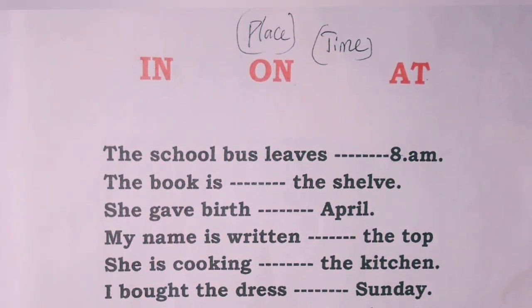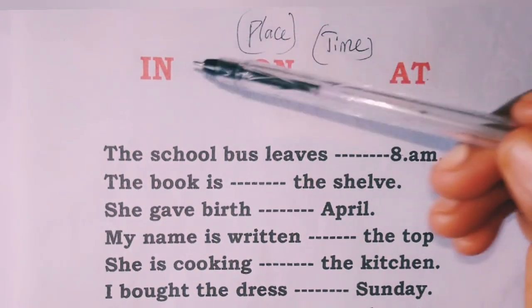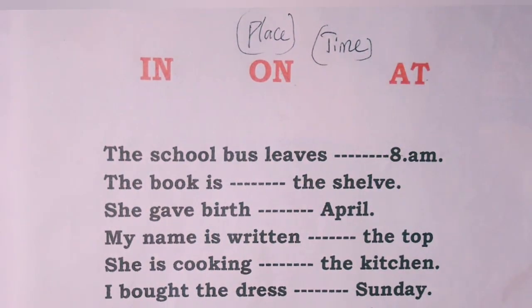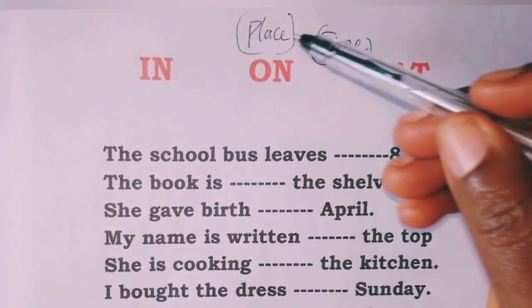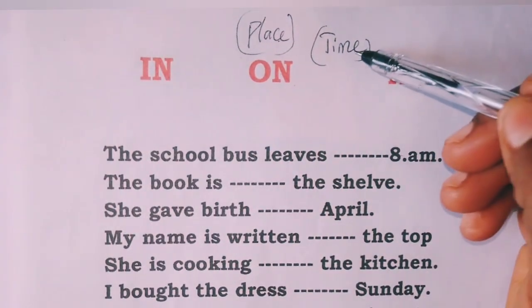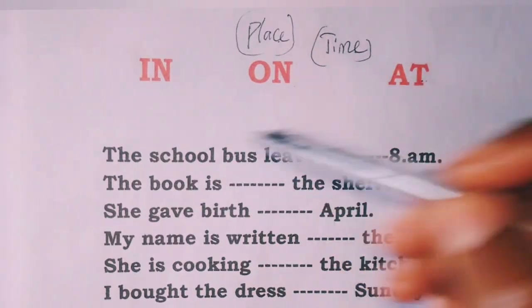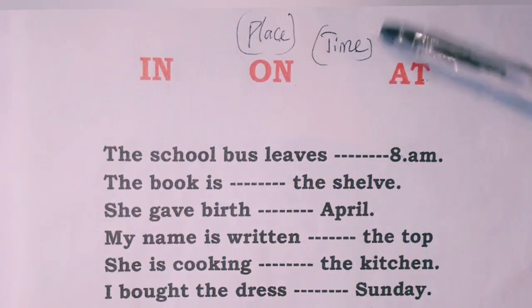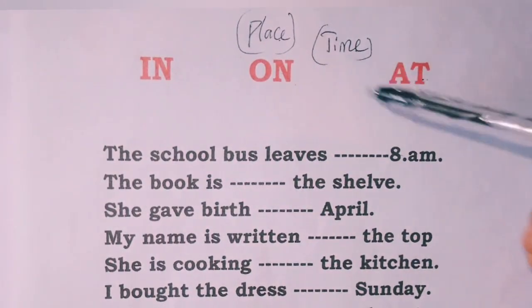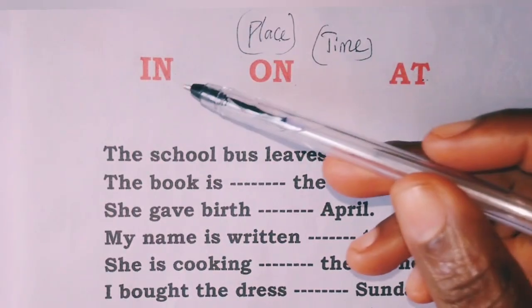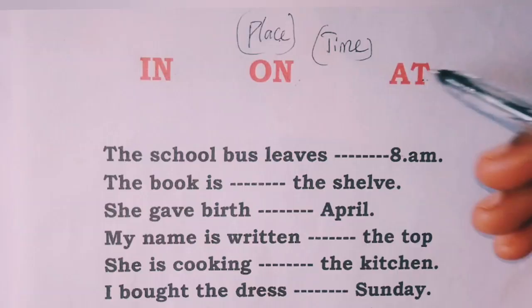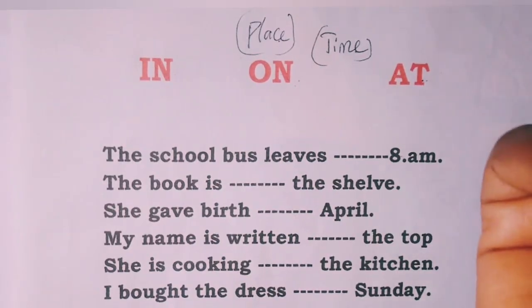Hello English learners, let's explore the use of in, on, and at. The three of them are prepositions of place and time. Let's find out exactly when to use them in sentences, after which we will fill up these gaps with in, on, and at. Let's begin.